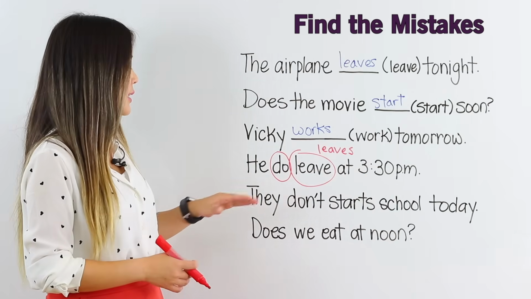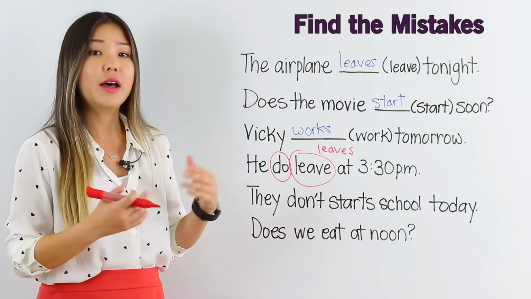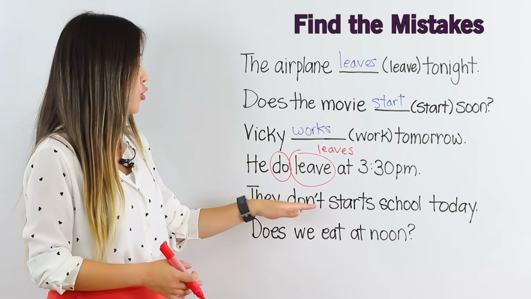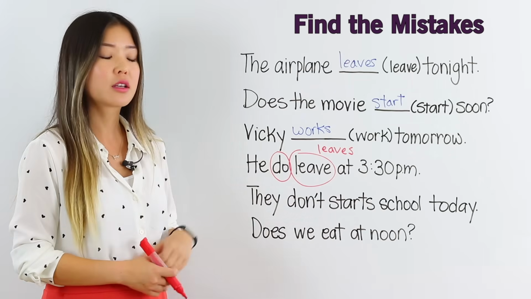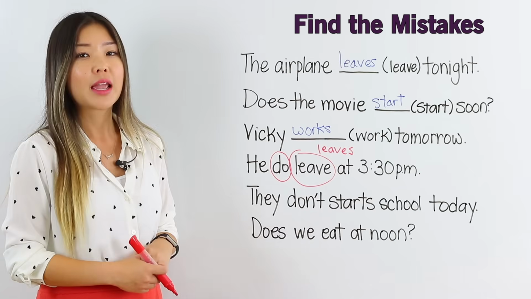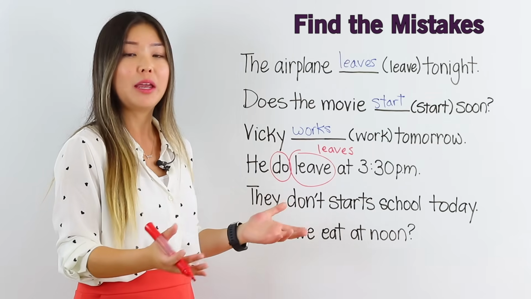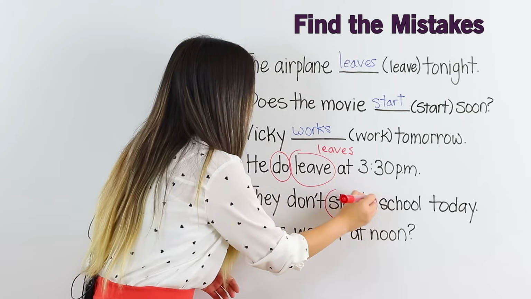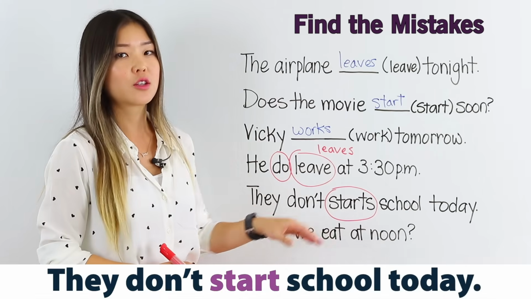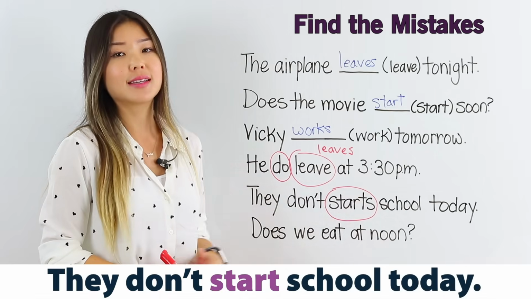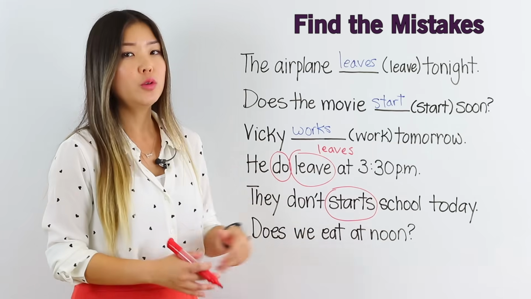In the next sentence, they don't start school today. We have a negative sentence. They don't. That's correct. Do not is correct for subject pronoun they. However, in the negative form, we don't have to change the main verb at all. Therefore, all we will do is say they don't start school today. No S.